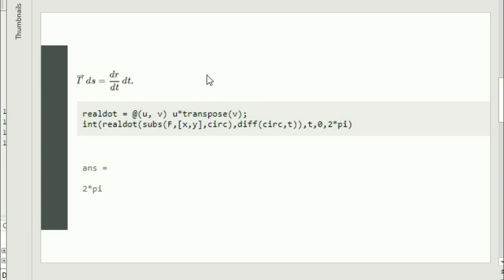It is evident from the plot that the vector field F is everywhere tangent to the circle in the counterclockwise direction, so the line integral should be positive. Now to evaluate, we use the fact that r(t) parameterizes the curve, T ds equals dr/dt dt. So this is the equation, and we will integrate it to get the answer of 2 pi.